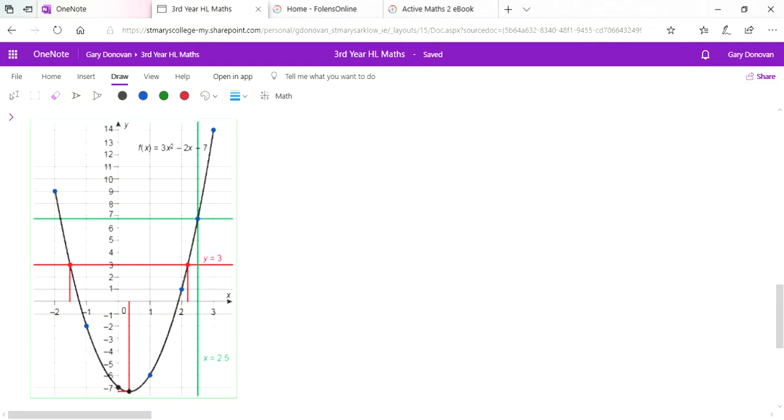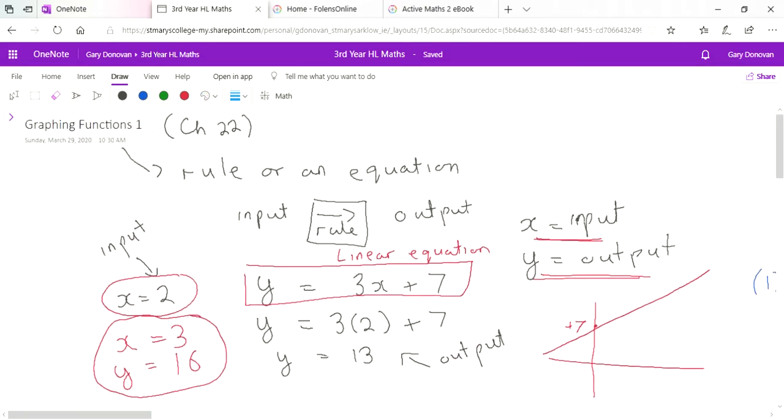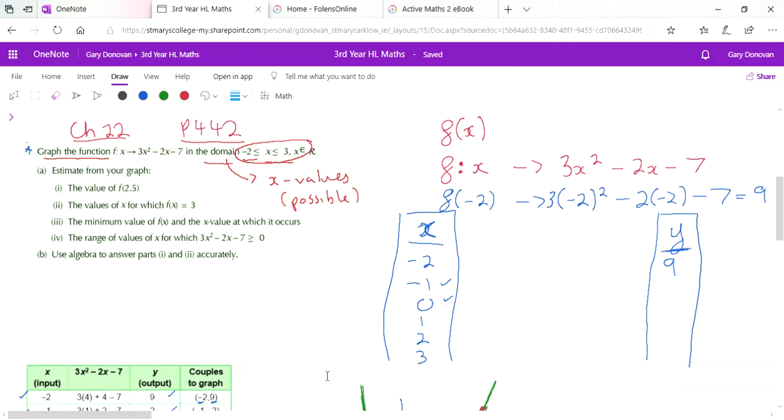There are markings on this already, but I'll go through them one by one. So the first one is, find the value of f of 2.5. Now what you need to do is identify, are they giving you the input or the output there? If it's in the brackets, they're giving you the input, which means they're giving you the x value. So what they want to know is, well, what's your output?